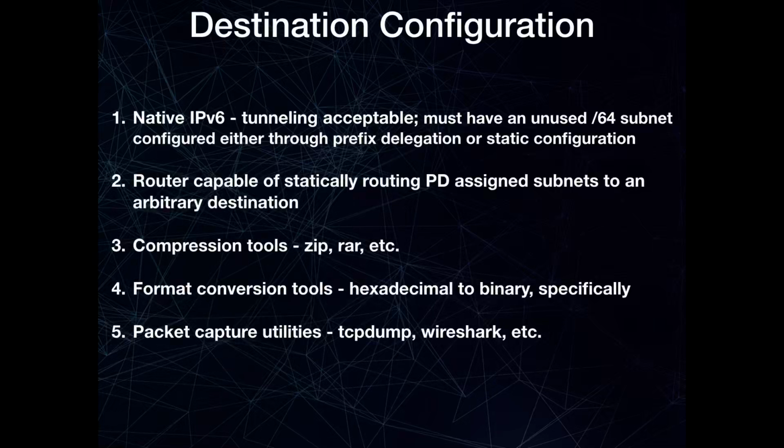The destination configuration is very similar. Again, we need to have some sort of IPv6 connectivity, a router capable of statically routing like I illustrated a few moments ago, compression tools to undo our compression, another format conversion tool to swap back from hexadecimal to binary, or whatever format you started with, and those packet capture tools like Wireshark and tcpdump.